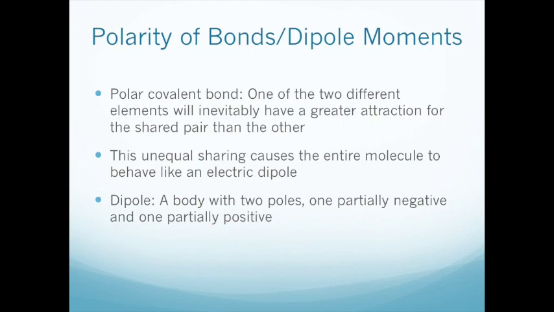So, when a molecule is polar, then this means that one of the 2 atoms has a greater attraction for the shared pair than the other. This causes the molecule to have a permanent charge discrepancy called an electric dipole. This is when one end of the molecule is slightly positive and the other end is slightly negative.